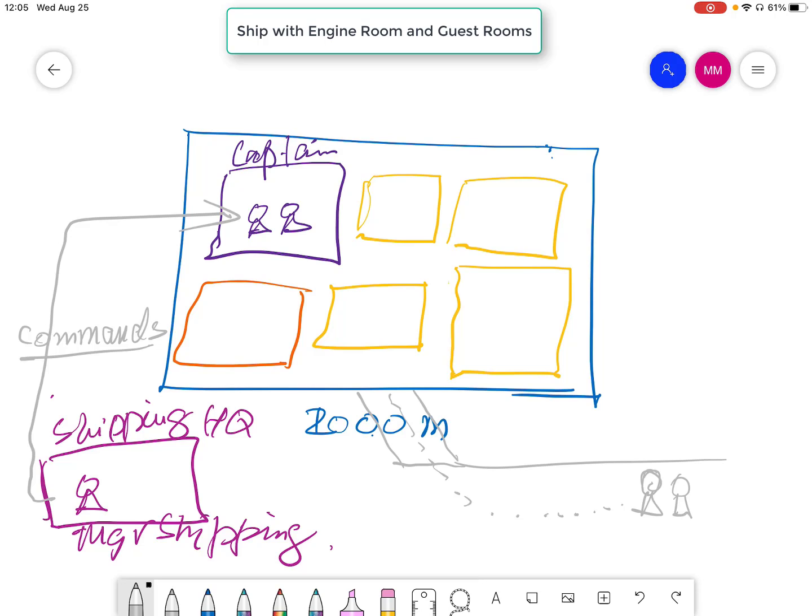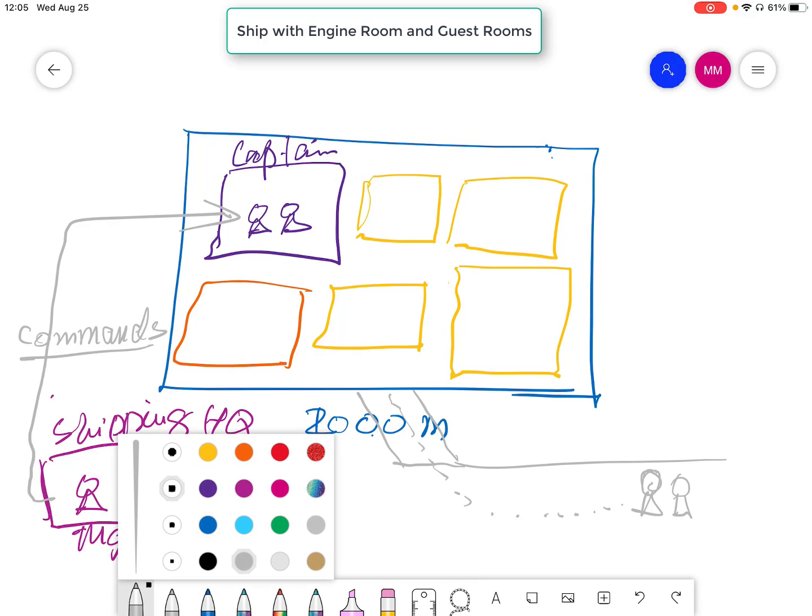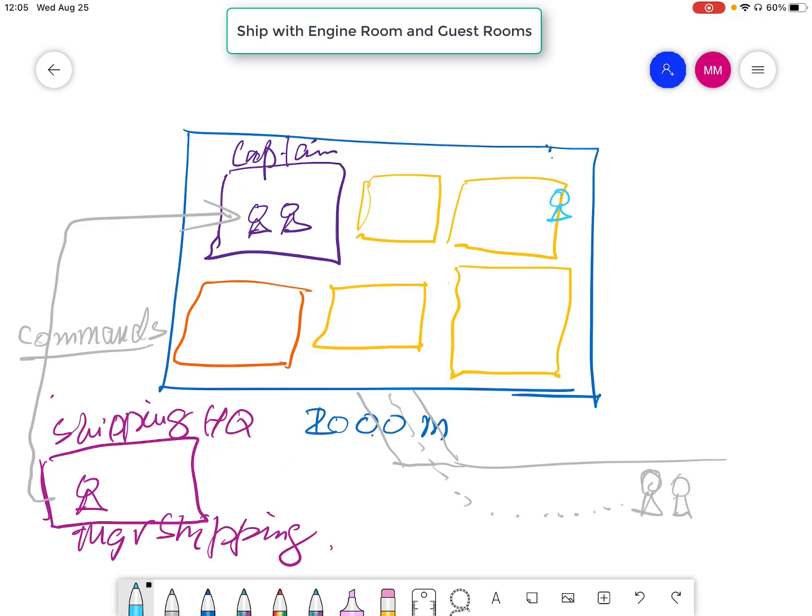When this happens, the shipping manager is talking to the captain. The captain has to make sure that every piece of cargo and the guests are in the right place. It's a pretty difficult job for one person to take care of this whole ship. So they employ a person. They take one of their employees and make them stand on the door. There's a door in this guest room, a door in this guest room, and a door in this guest room. They make this person stand over there.